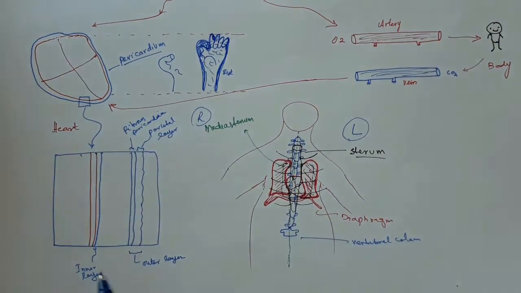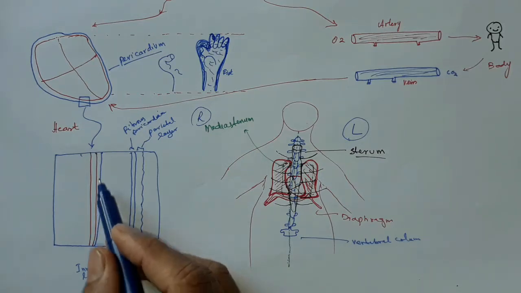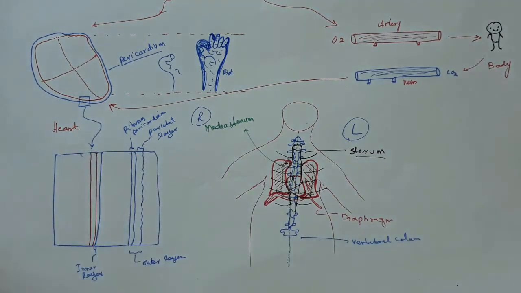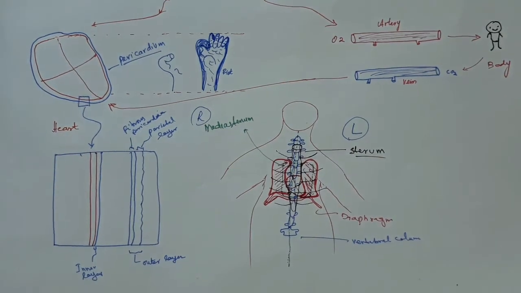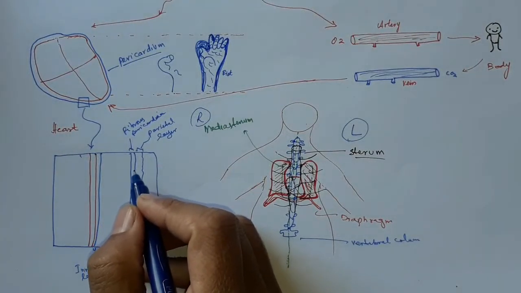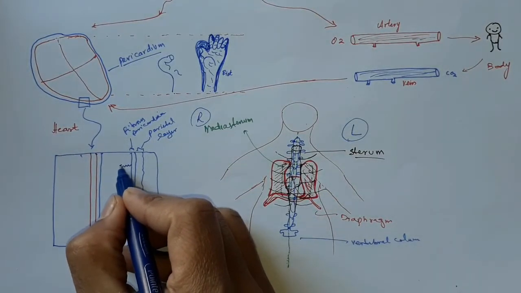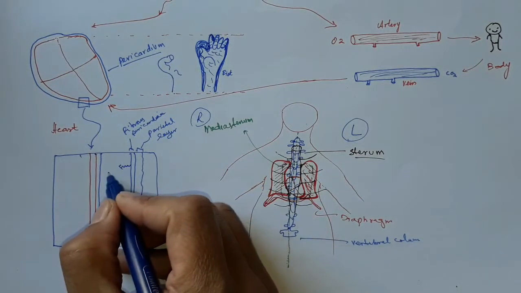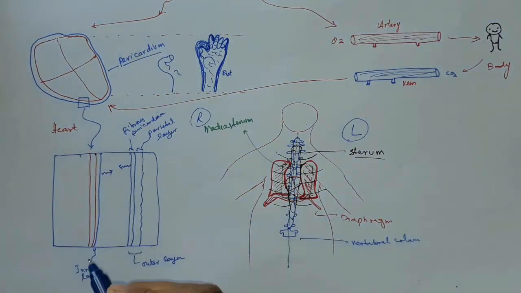This is the inner layer. It is called the visceral layer, and it's stuck tightly to the heart itself. This is the heart muscle forming the epicardium, or the outer layer of the heart. This inner layer is stuck to the layer of muscles of the heart. So the serous pericardium has the parietal layer and this inner layer, which is also called the visceral layer.